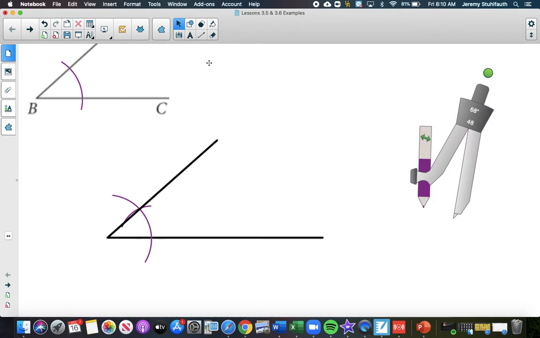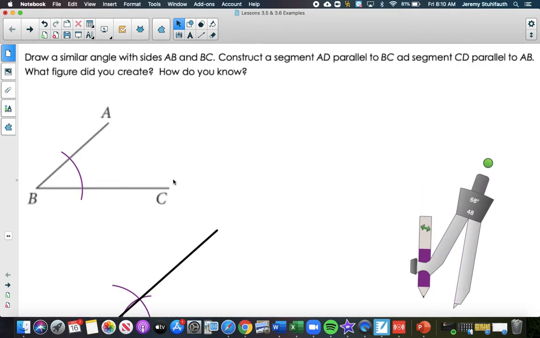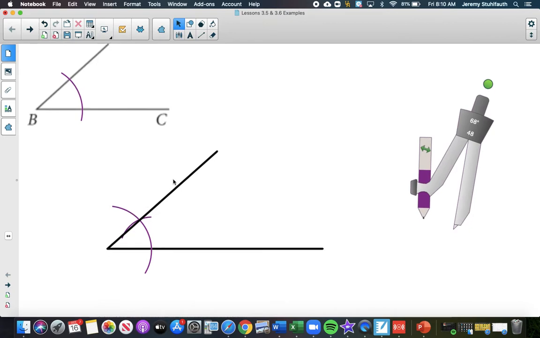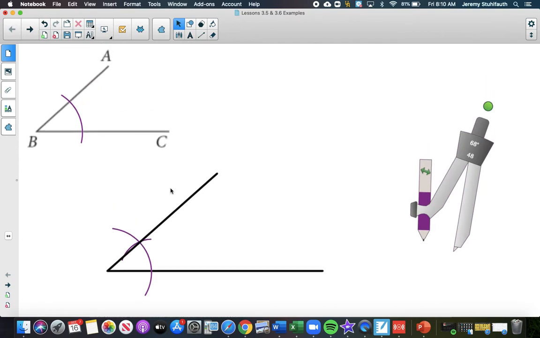We are going to use alternate interior, alternate exterior, or corresponding angles. If we were to draw that parallel line up here, let me draw it back. We could use alternate interior angles right here. So how can we go about creating that? We're going to duplicate this angle that we just made, and we're going to duplicate it right here.